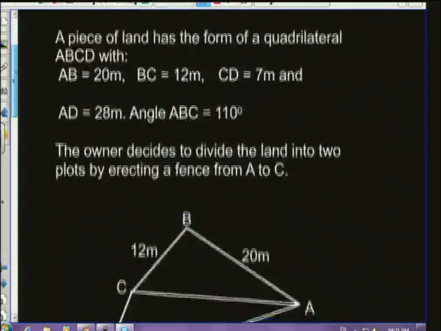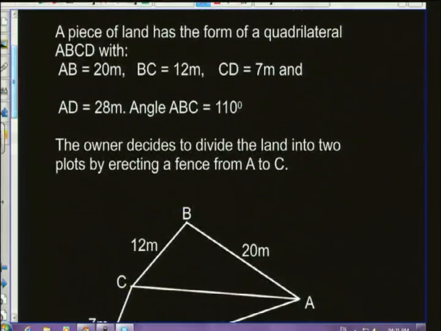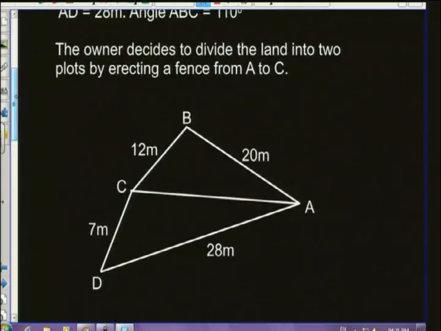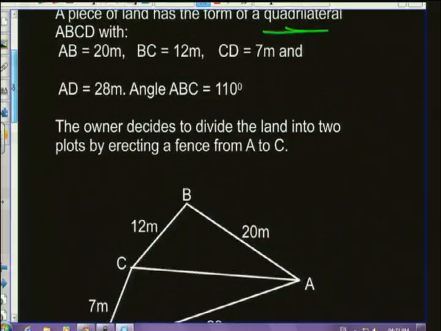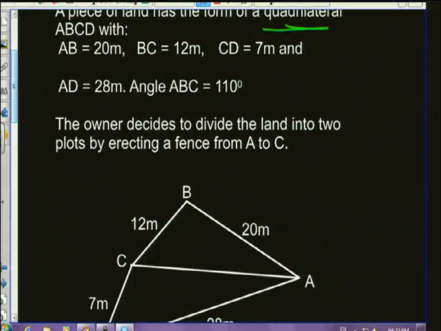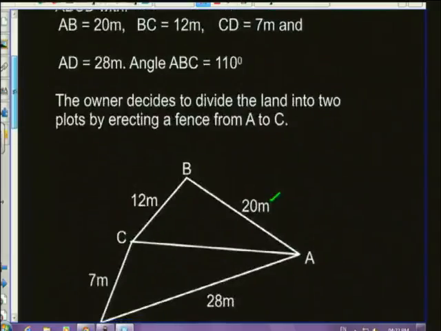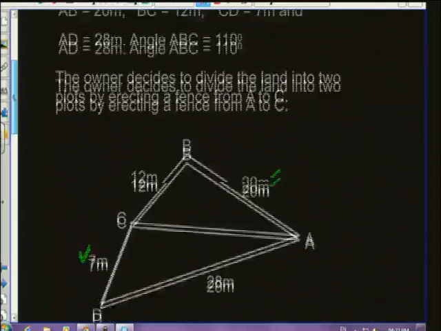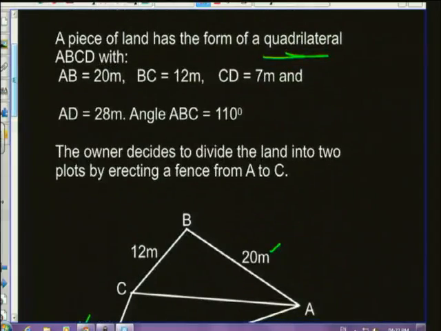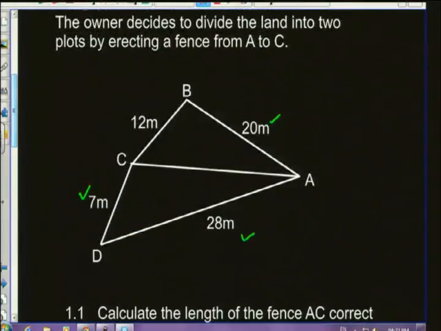Okay, now just to tackle these questions, guys, I've got the first question. It says, a piece of land has the form of a quadrilateral ABCD. Let's just look at that. So we've got A, B, C, and D, all right? Now, with AB equal to 20, they've given that in the diagram. BC is 12. CD is 7. It's there in our diagram. And then AD is 28, so it's given.